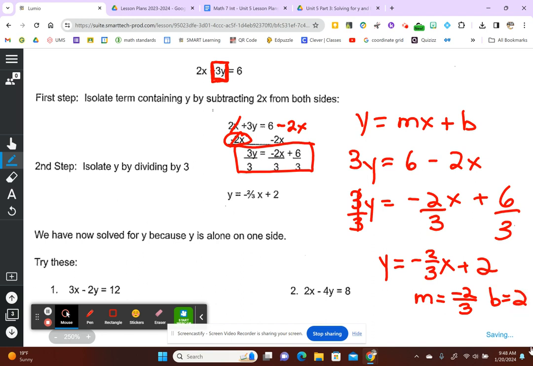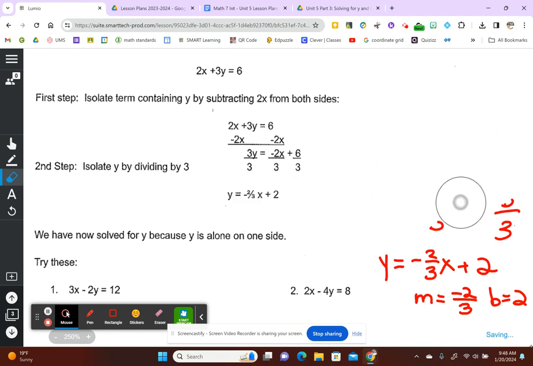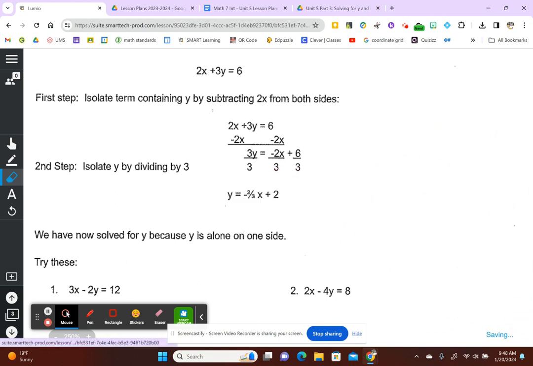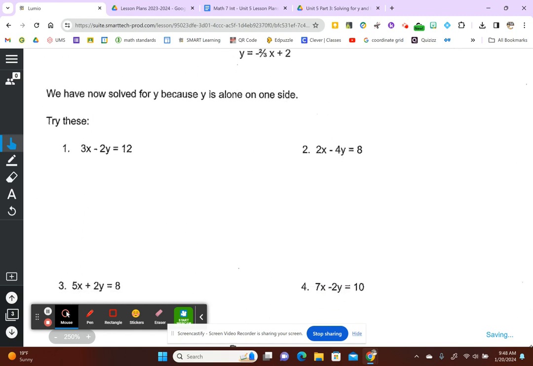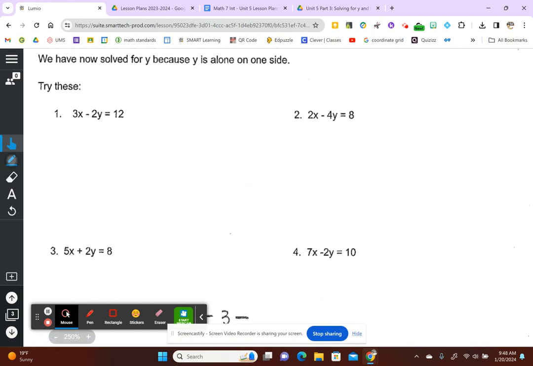how to graph it. So if you're given an equation in a form other than slope-intercept form, you can just solve that equation for y. And when you solve it for y, you're putting it into slope-intercept form. So let's try another one. So here's another equation.